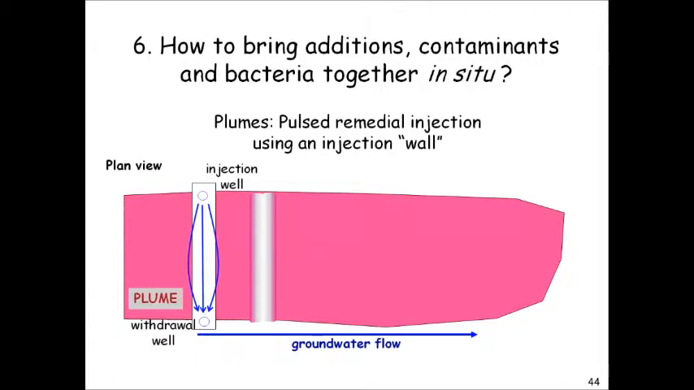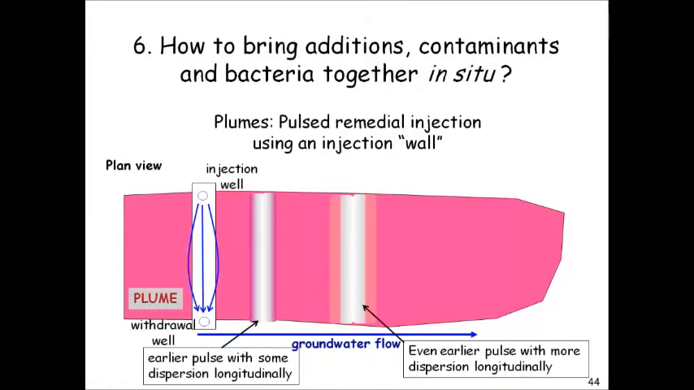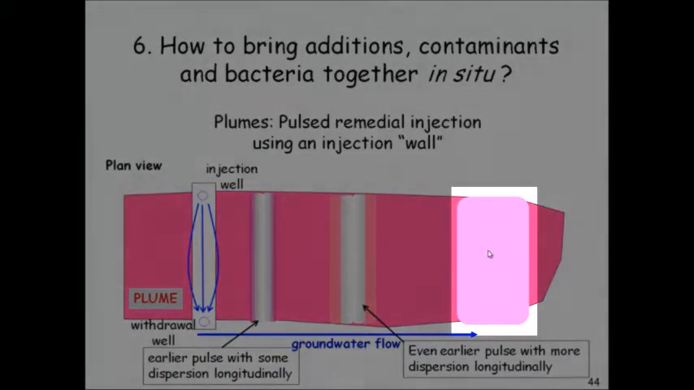The first injected slug moves down gradient, some longitudinal dispersion, some mixing. Further down gradient, there's more mixing. Further down gradient, there's essentially adequate mixing. And this would be where the biological treatment would be occurring.